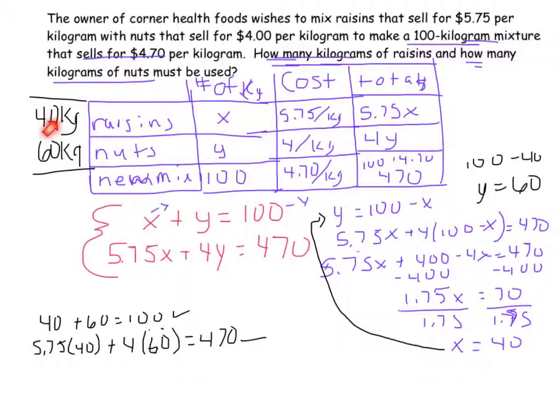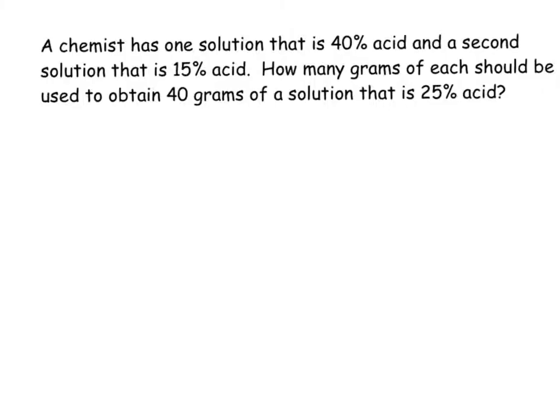So I know, and I wrote my answer over here because I was out of space, that there's 400 kilograms of raisins, 60 kilograms of nuts. All right, so let's look at another example with mixtures.